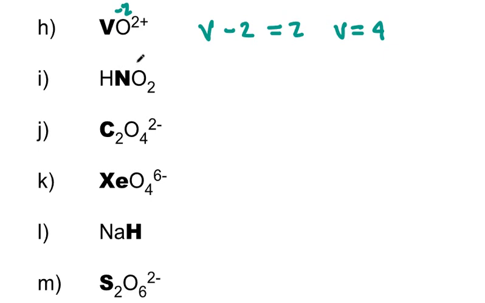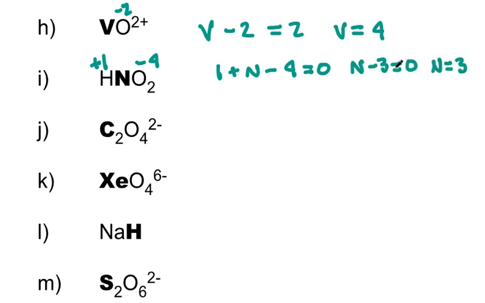HNO2, -2 each for the oxygens, total of -4, +1 from the hydrogen. 1 plus N minus 4 equals 0. 1 minus 4 is -3. N minus 3 equals 0. Add 3 to each side. N equals 3.